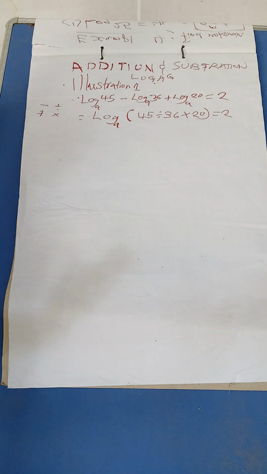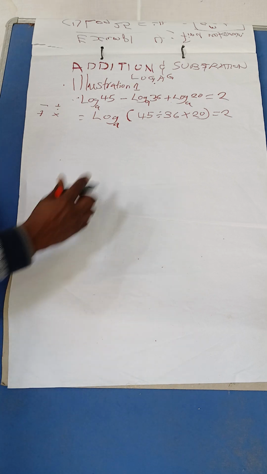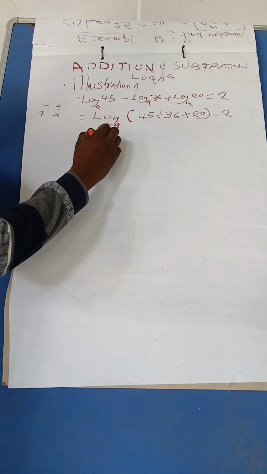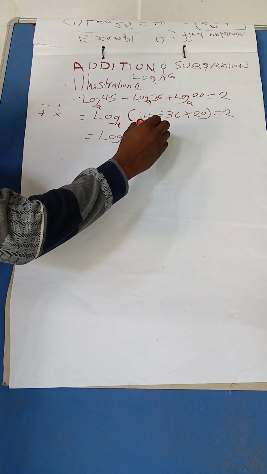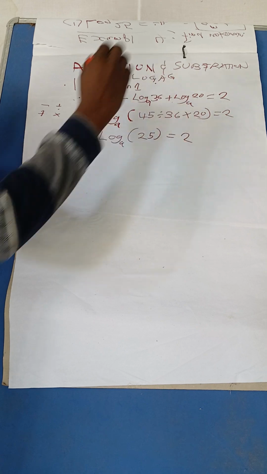Good. We cannot run away from the basics. I always say, just stick to the basics, and these things will be easier for us. Now, 45 divided by 36, what do you get? I get 1.25. 1.25 multiplied by 20, I get 25. So it will be log to base a in bracket 25 is equals to 2.